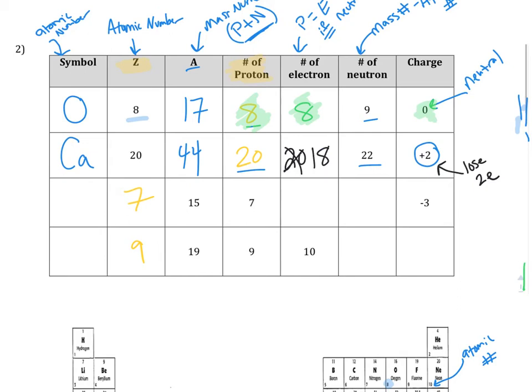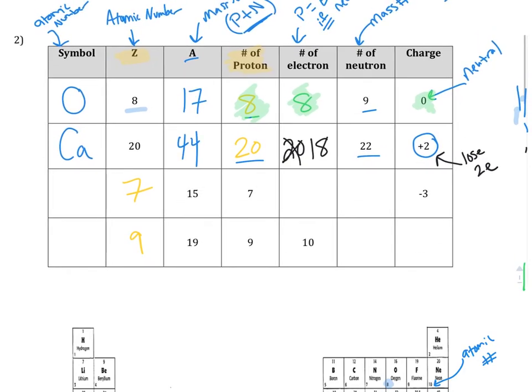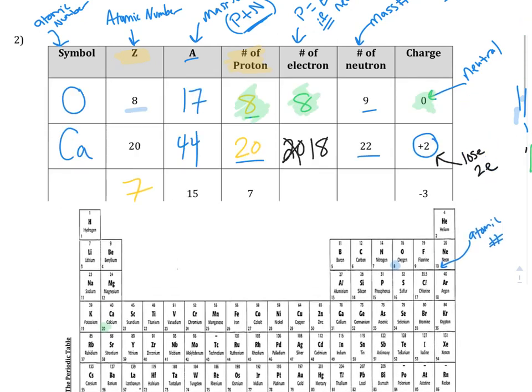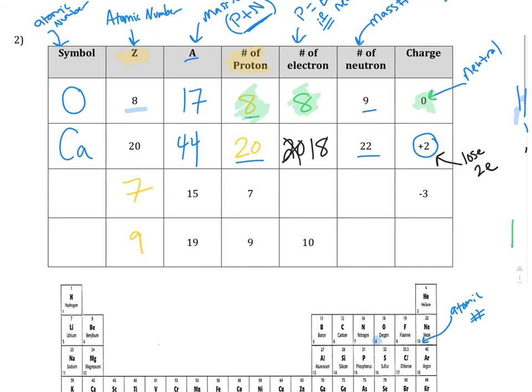All right, next one, 7. Nitrogen atomic number. Who has atomic number of 7? So go to the periodic table and see who has atomic number 7. It's N, nitrogen. So I'm going to put here N. Okay? Electron. Remember, proton and electron should be the same. But actually, it's not the same in this case because we have -3 charge. So -3 means add 3 electrons. It's the opposite. So it's 10.